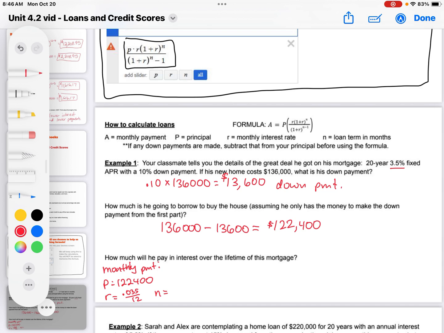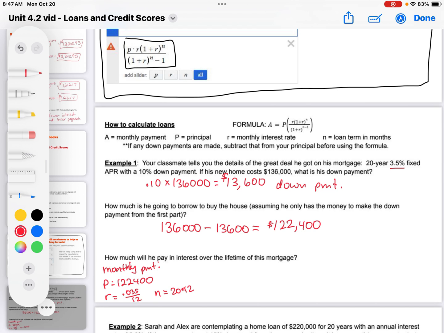N is going to be the number of payments that you make. In other words, the number of months you'll pay. So we're going to pay for 20 years, so we'll multiply that by 12. And then what you do is you just go into your Desmos.